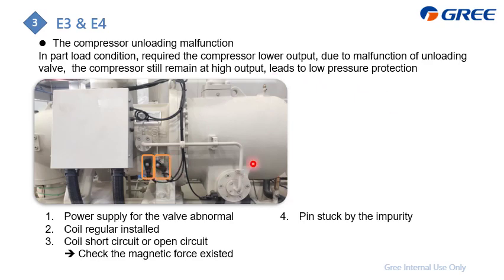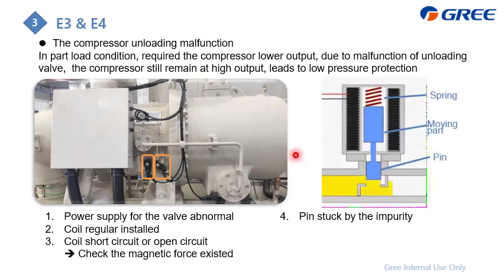It is a solenoid valve, which means when we give it power, it will conduct the oil to flow, just like this. And you can see that this is the pin and the moving part and the spring. When you give it power, it can make this pin go up, and then the oil can flow through, which is to conduct unloading. So you need to check why there is an unloading malfunction.